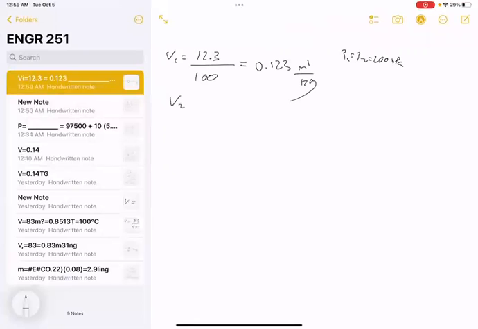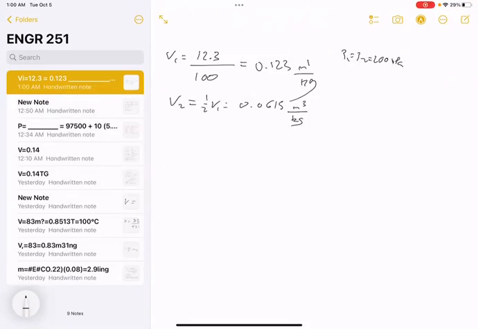And we know that V2, because they reduced the volume by half, is also going to be reduced by half. So it's going to be half of V1. So it's going to be 0.123 over 2, 0.0615 meters cubed per kilogram.